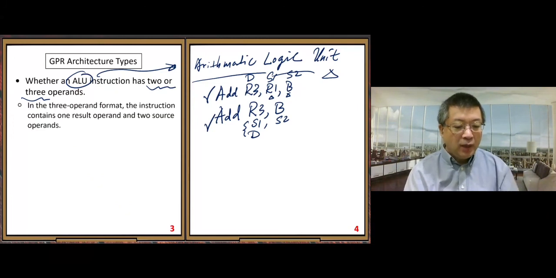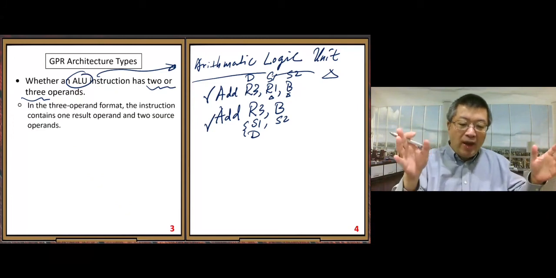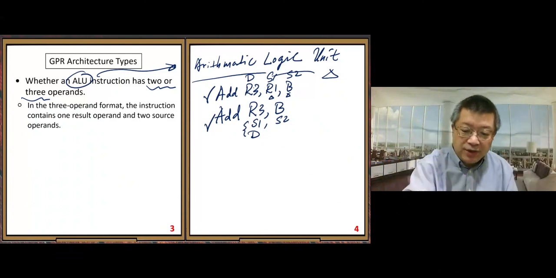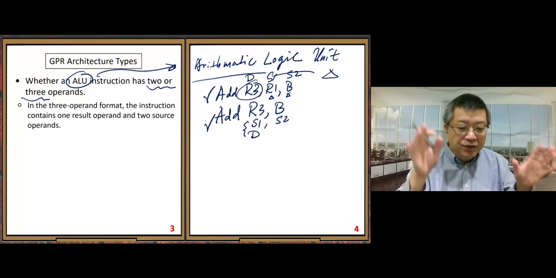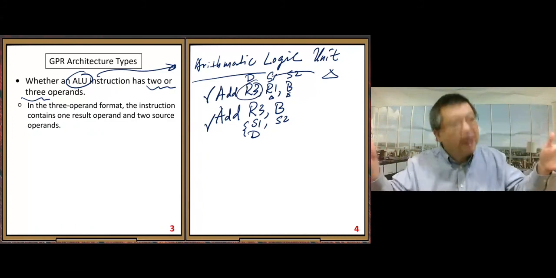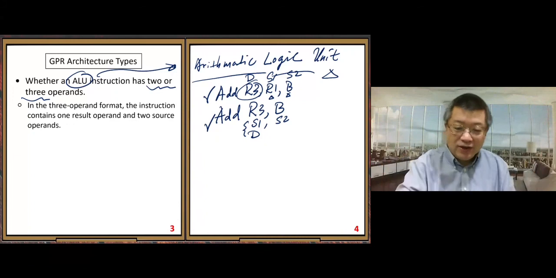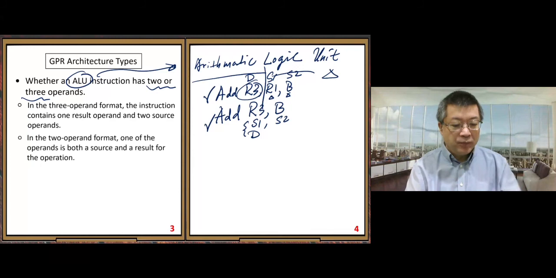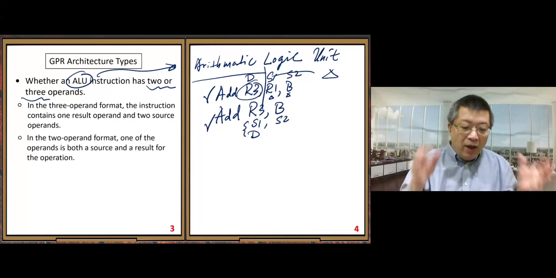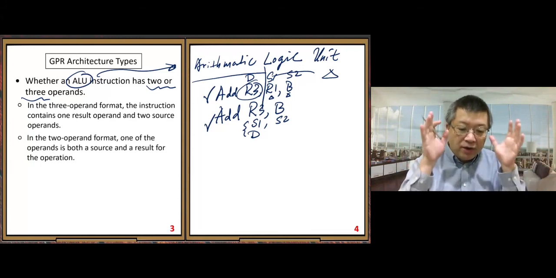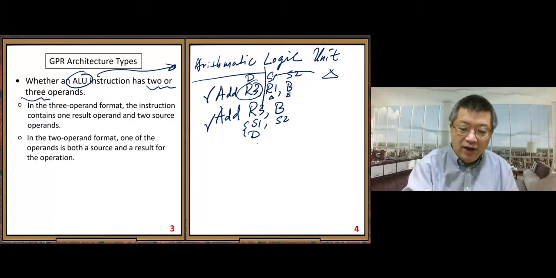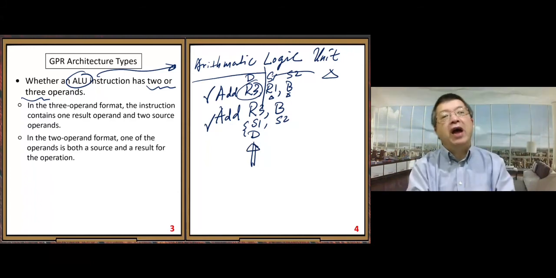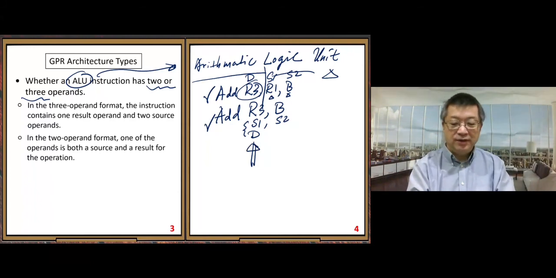In a 3 operand format, the instruction contains 1 result operand, and the 2 source operands are separated. So result and sources are separated. In a 2 operand format, one of the operands is both a source and a result. Here, this one is both source and result for that operation.